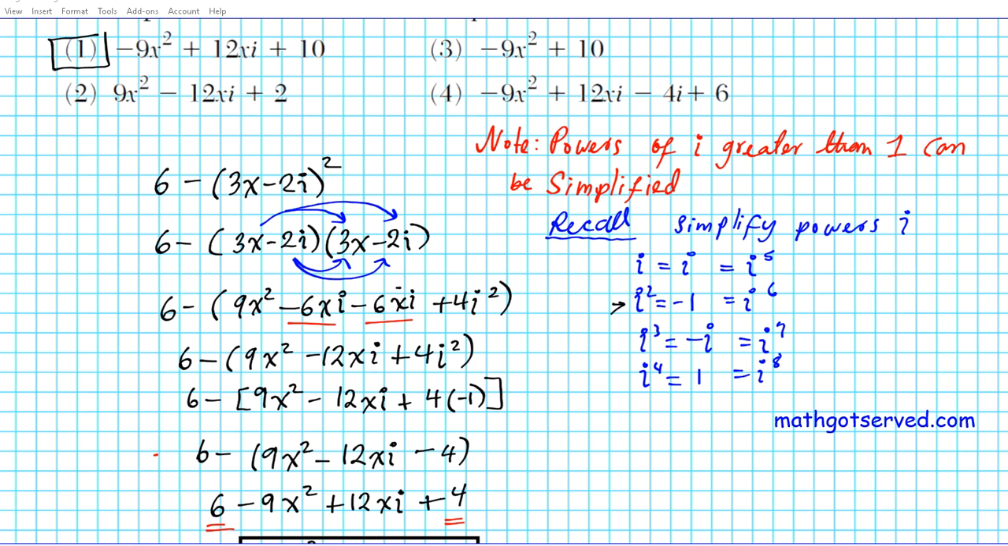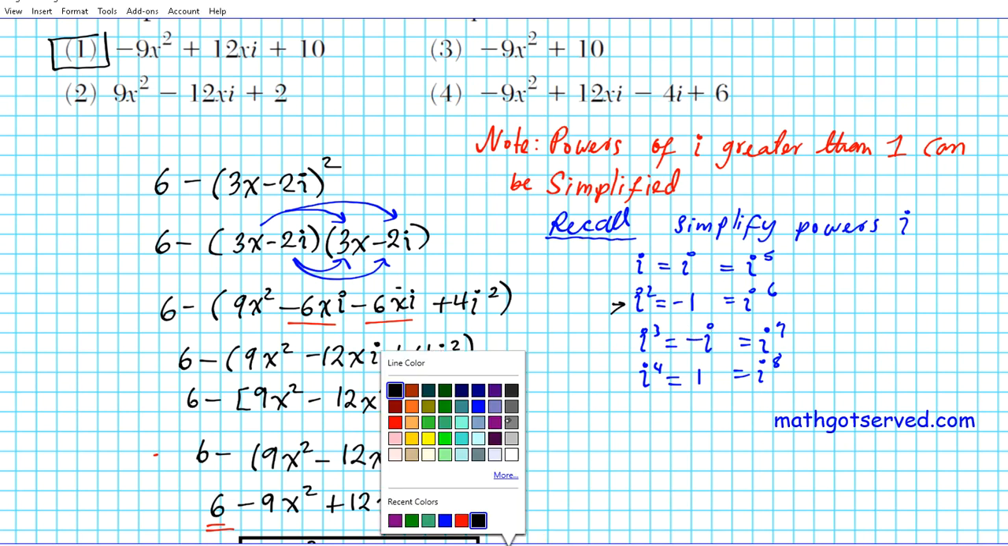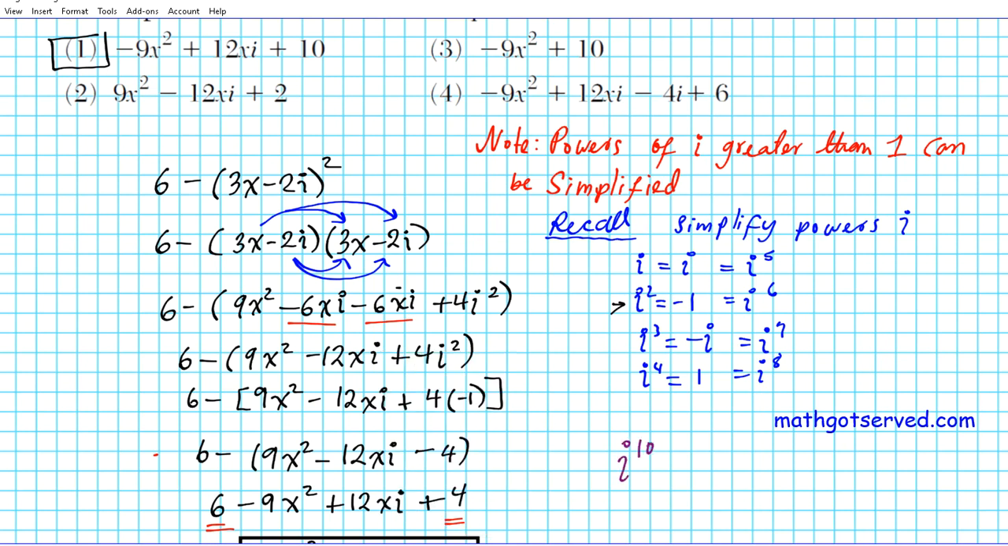Okay, quick question for you. Using this simplification formula that we have right here, what if you had the following? Okay, what if you had i raised to the 100th power? What do you think the answer is? Go ahead and post your answer in the comment section below and specify to us exactly how you came up with your result.